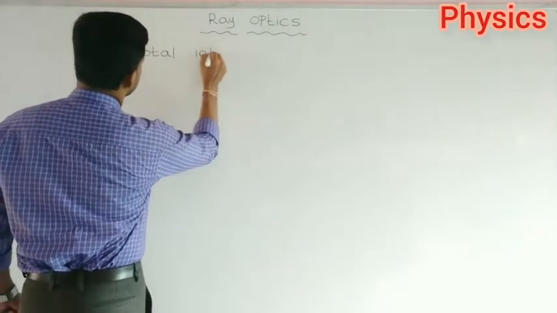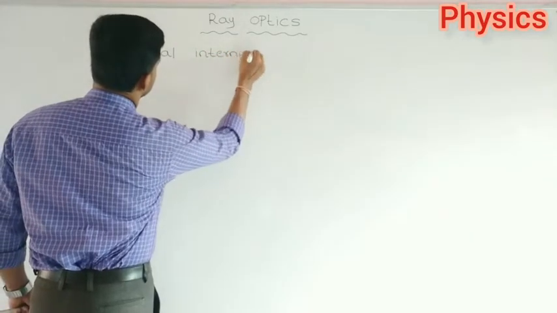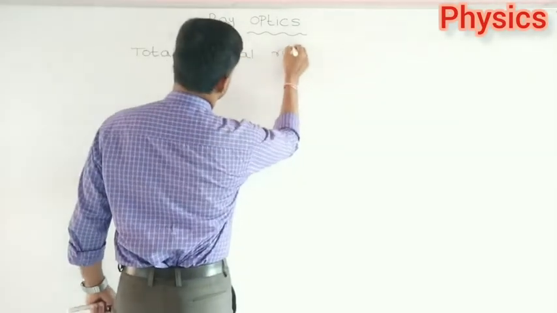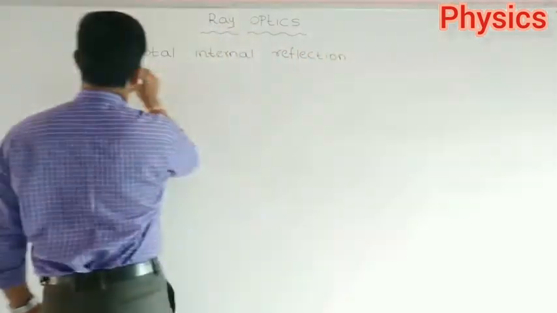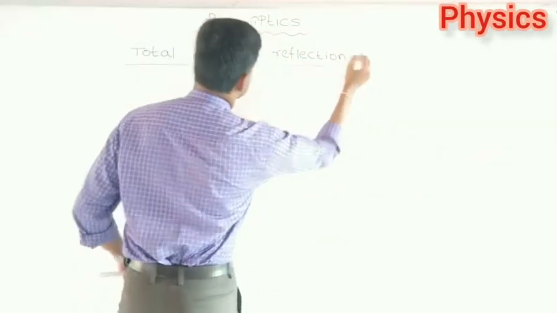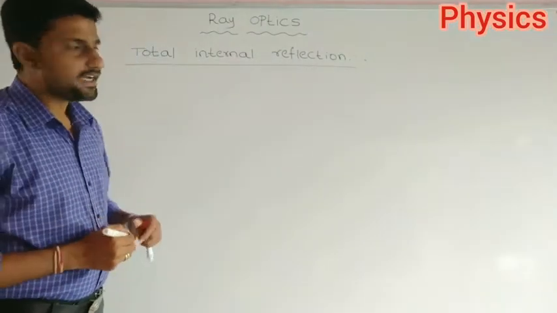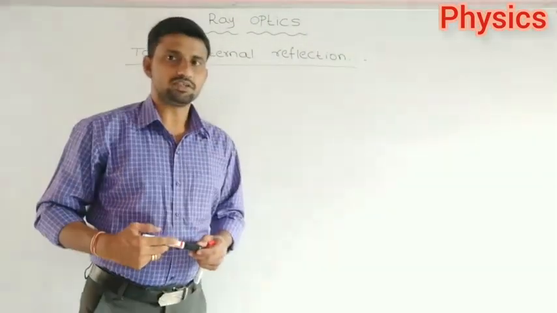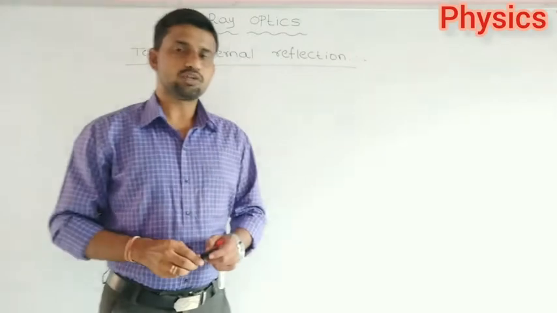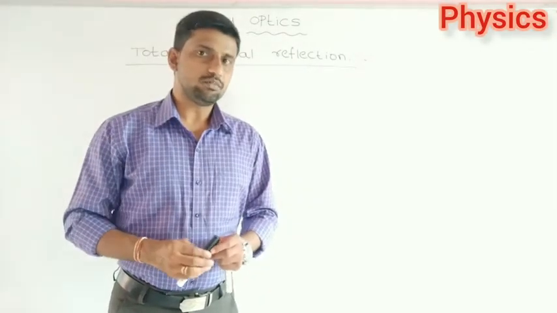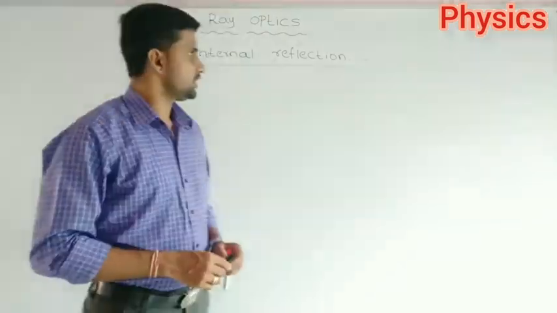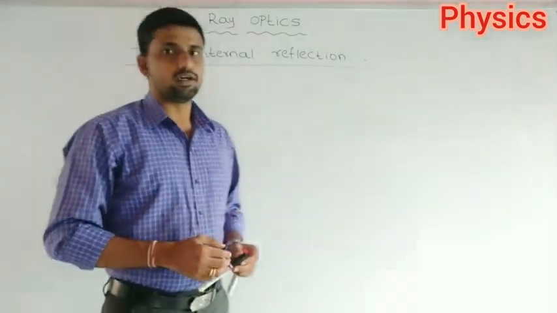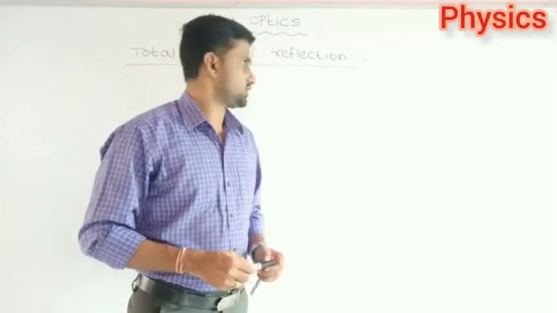Total internal reflection. To get the idea about total internal reflection, we should know both the phenomena of light, that is, both reflection and refraction of light. Now let us see what we mean by total internal reflection.